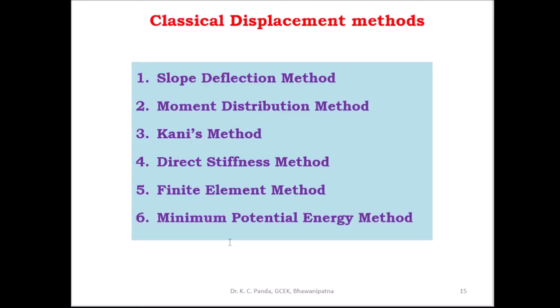And these are the different classical displacement methods of analysis: slope deflection method, moment distribution method, Kani's method, direct stiffness method, finite element method, and minimum potential energy method. These are the different displacement methods used for the analysis of statically and kinematically indeterminate structures.